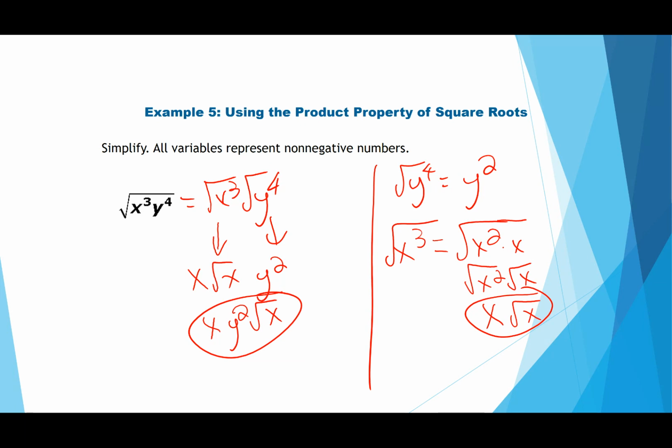You always want to write the radical part last. Anything that's not inside a radical should be written in front of the radical. So I simply move this y in front of the radical just to make it look a little bit cleaner. All right, but let's talk about these odd number exponents again.